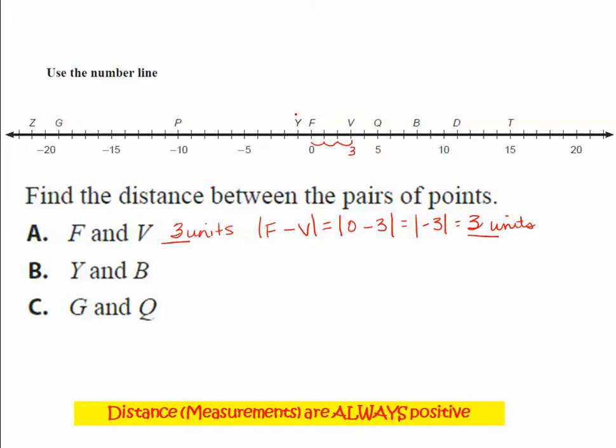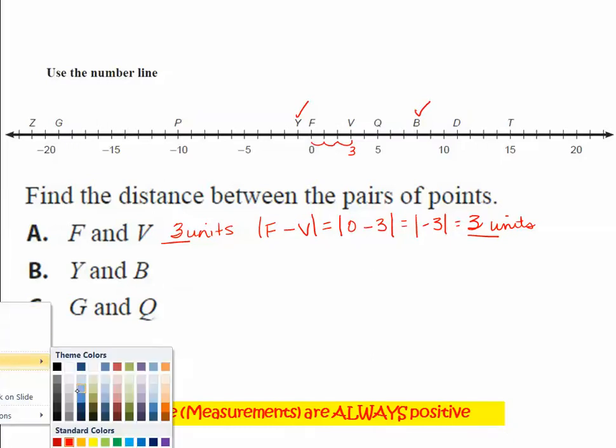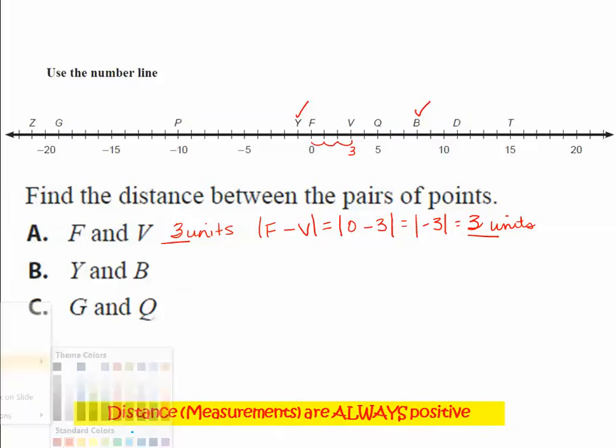Now let's look. Here's Y and here's B. Well, those guys are a little bit further apart, so it might be easier to do the calculation. I'm going to change my ink color here. So here I'd be going 1, 2, 3, 4, 5, 6, 7, 8, 9. I hope I counted that right.